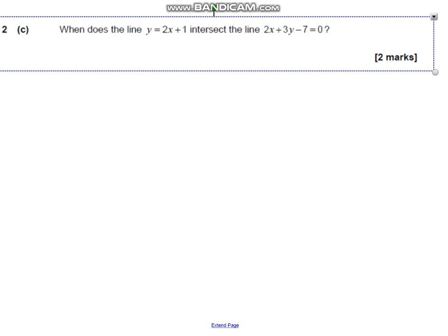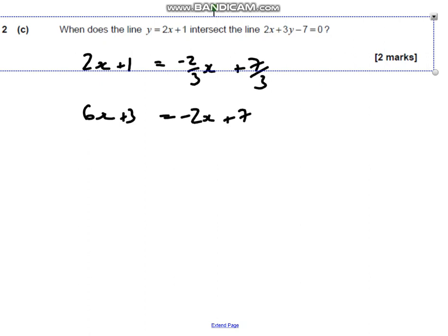Where does this line intersect this line? So the two lines will be equal to each other. As we can see, this is y equals 2x plus 1, and that's got to be equal to the y form of this one, which as we had earlier was minus 2/3 x plus 7/3. So to make life easy, I'm just going to multiply through by 3 now. So 6x plus 3 is equal to minus 2x plus 7. And then that's going to be quite simply 8x is going to be equal to 4. So x will be equal to 1/2.